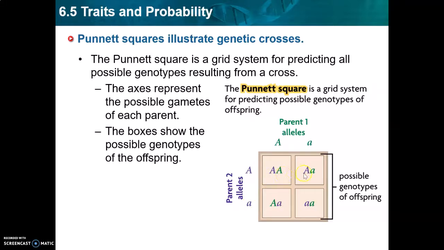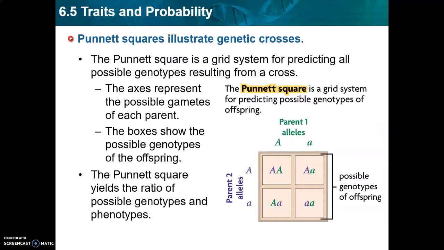So inside of these boxes, we see the 4 possible combinations of the offspring. Purple means that allele came from parent 2, green means it came from parent 1, and you can see all 4 possible combinations. 2 of them are essentially going to be the same, the heterozygous ones, but notice the difference between these 2 is which allele came from which parent. In this one, the dominant allele came from parent 2, but in this box over here, the dominant allele came from parent 1. So that's why we have 2 different ways of representing heterozygous in this Punnett square.